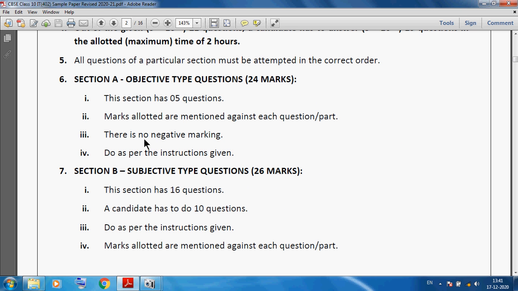There is no negative marking. Okay, there is no negative marking. Do as per the instructions given. And Section B, you know very well, is subjective type questions, 26 marks weightage.